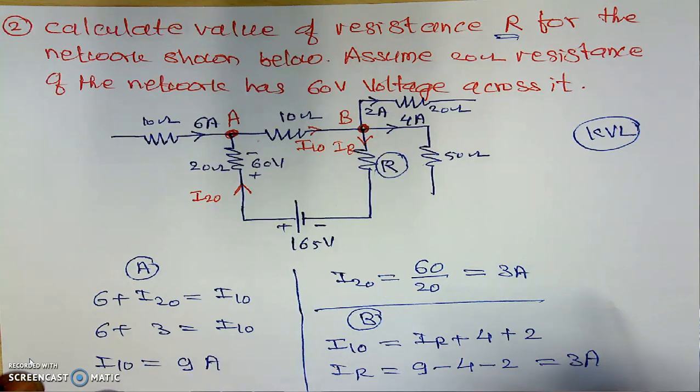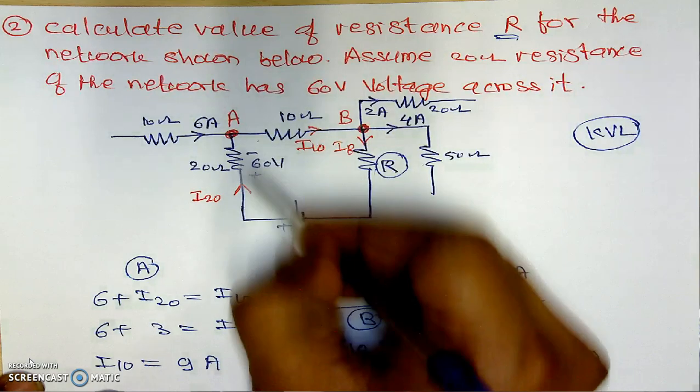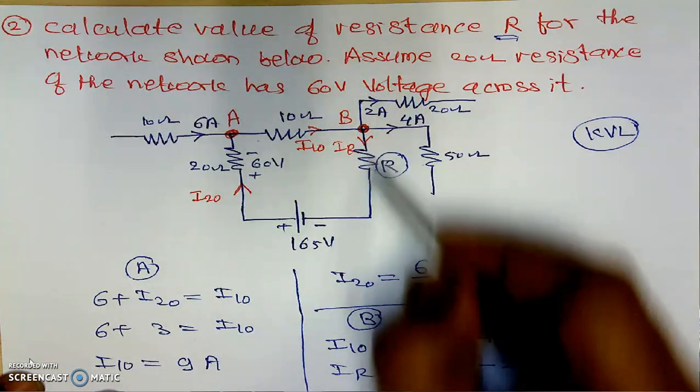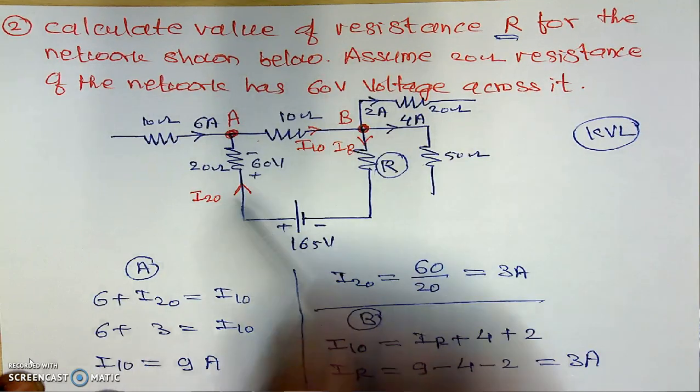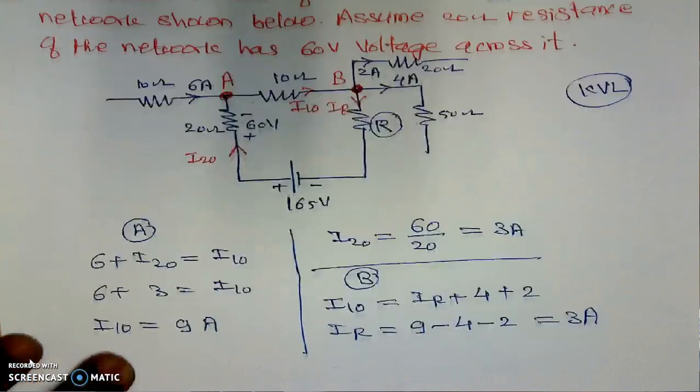Now look, the current in this branch is 3 ampere. In this 20 ohm resistor it is 3 amperes, and the current here is also 3 amperes because this is one branch. What is the definition of a branch? Branch is nothing but a path between any two nodes.